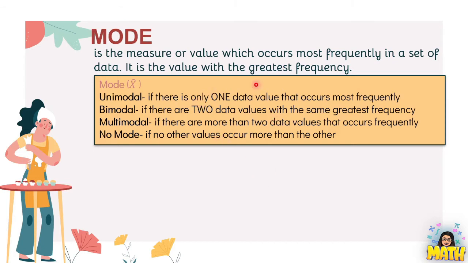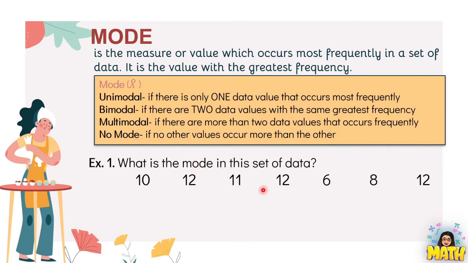of the data. So if there's only one data that occurs most frequently, that means we have one mode and we call it unimodal. While if there are two data values with the same greatest frequency, we call it bimodal. At kung marami namang data values na almost the same din yung pag-occur nila, we call it multimodal. And it is also possible that there is no other values that occur more than the other, pareho lang sila ng frequency. We call it no mode.